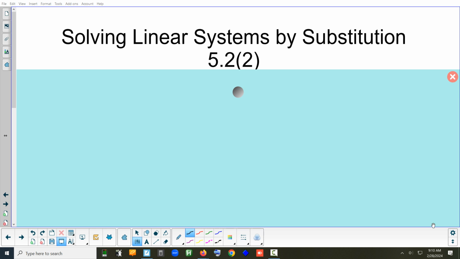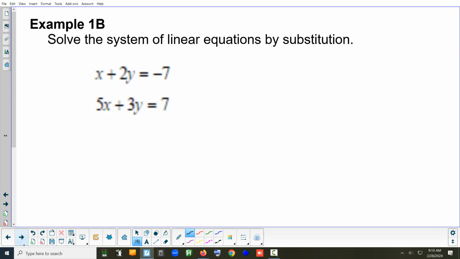So 5.2 part 2. We're going to be looking at the last part with substitution, which this time is going to be getting a letter by itself first. Let me just show you an example. Look at this one we're going to do in a little bit. Is there a letter that's by itself? No. So what we have to do first is get a letter by itself, and then we can do substitution the way I showed you yesterday. But that'll be the only extra step.